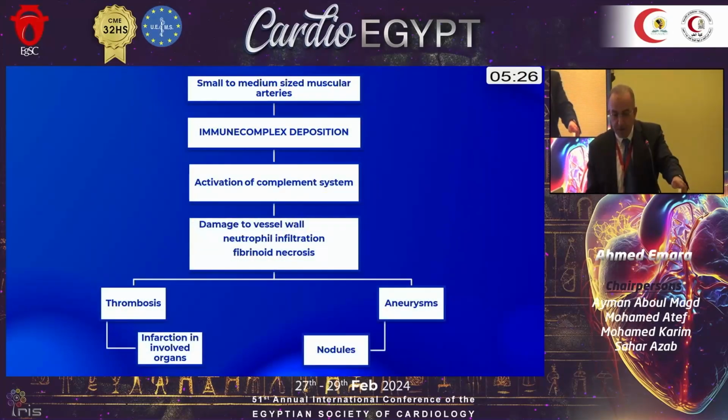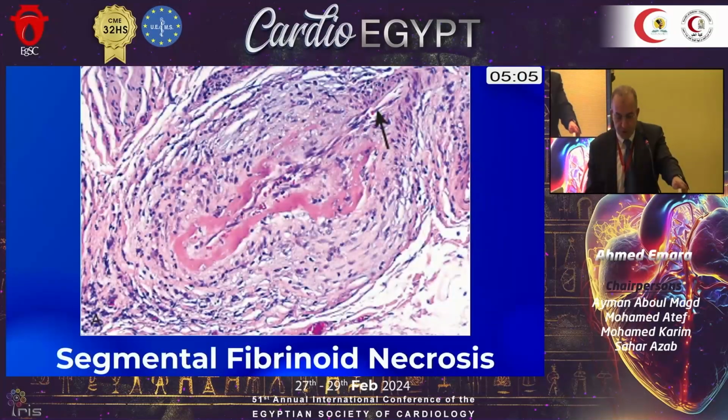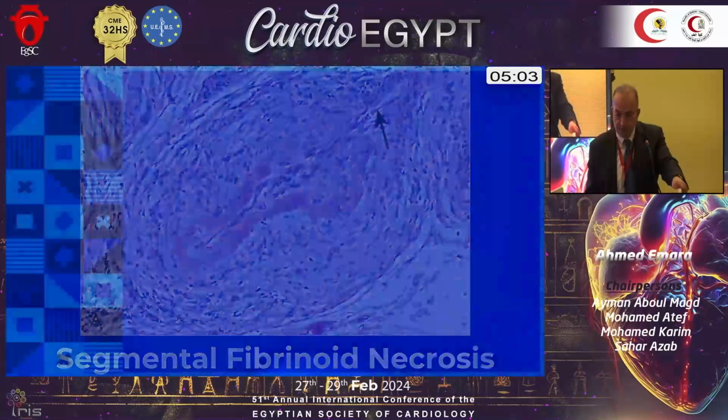So in polyarteritis nodosa, it involves small and medium-sized arteries with immune complex deposition, which activates the complement system and initiates inflammation, causing damage of the vessel wall, neutrophil infiltration, and then fibrinonecrosis causing either thrombosis or aneurysm. This is a picture of fibrinonecrosis seen under the microscope. This is a picture of segmental fibrinonecrosis.